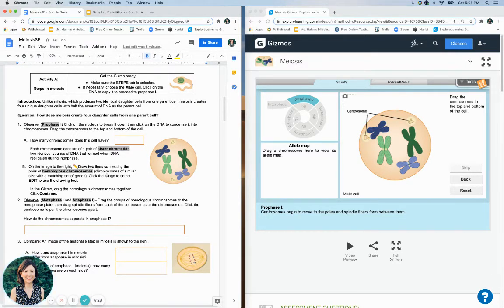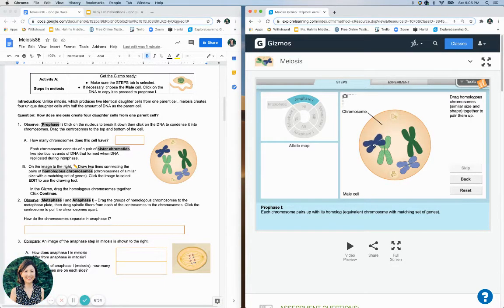Draw the two lines. Okay, so we're gonna drag the centromeres. These are the centromeres, to the top and the bottom of the cell. One's gonna be up here and one's gonna be down here. Okay. And then we're gonna drag the homologous chromosomes together to pair them up.